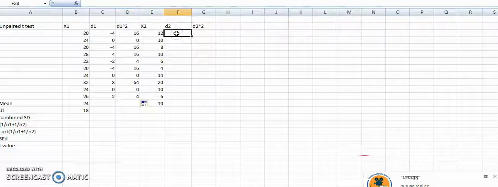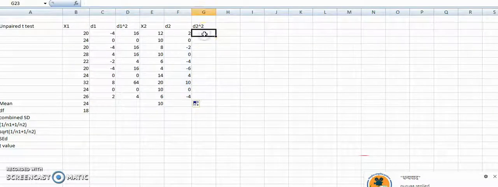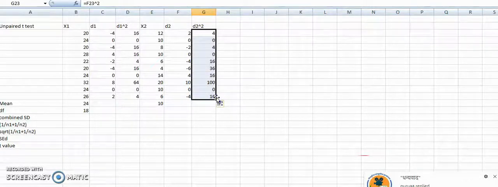So here also we'll do the same thing. We first find the deviation, and then square it. So this gives the deviation of the second group of data, and this is the square of that, not the square root. Then drag to find the others, the square of the other data also. So these are the data that you obtain by combining.